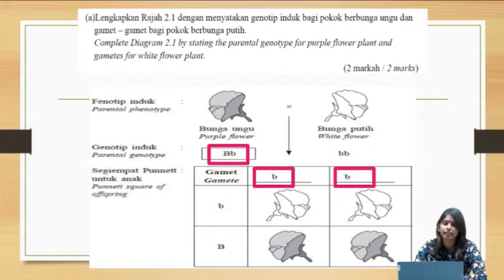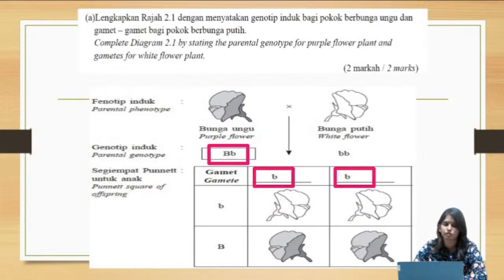So the answer must be the combination of the alleles for the purple flower, which will be heterozygous, that is capital B and small b. Whereas for the gametes for the white flower, since it's already given over there, you just need to pull out the answer where you have small b and small b. When you can state this, you will be given 2 marks. So teacher hopes you understand. All of you can attempt the first question. This one is a very basic one where all can give answers.